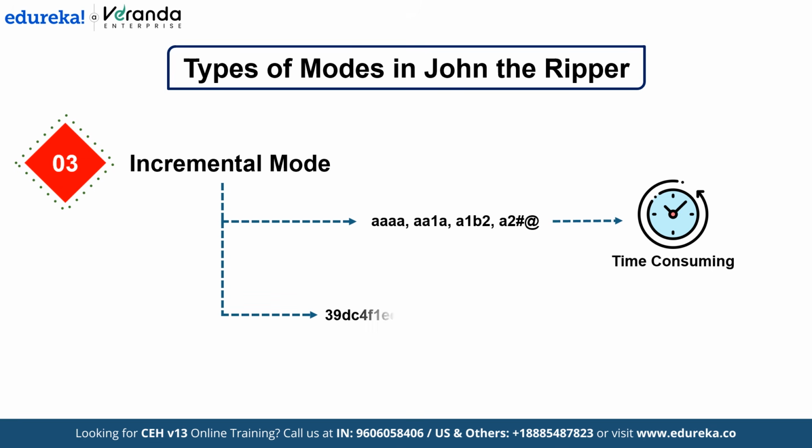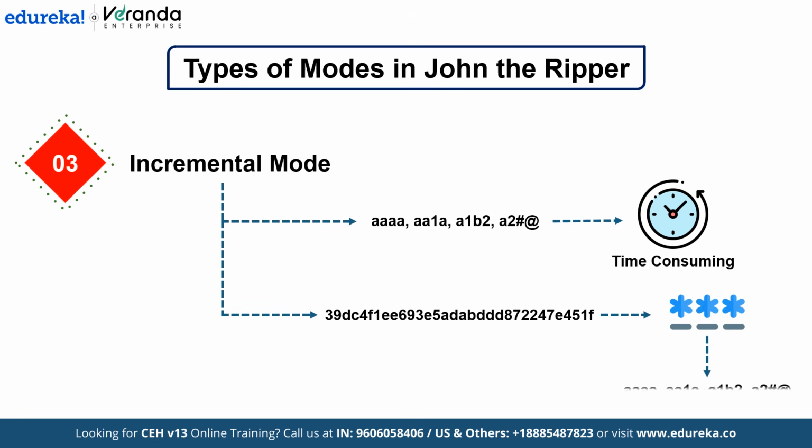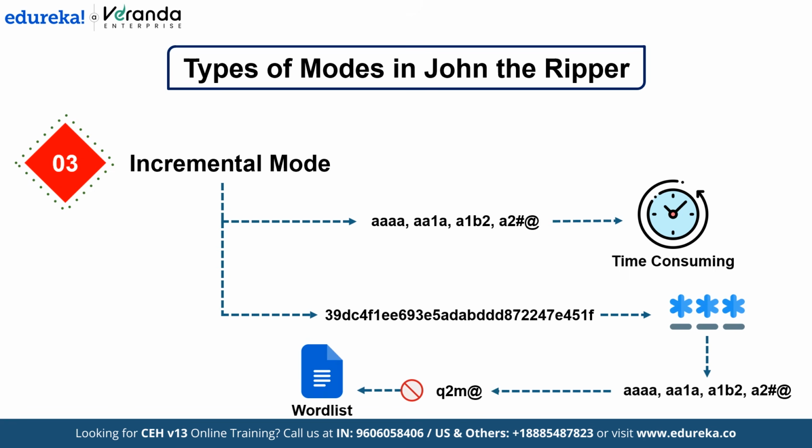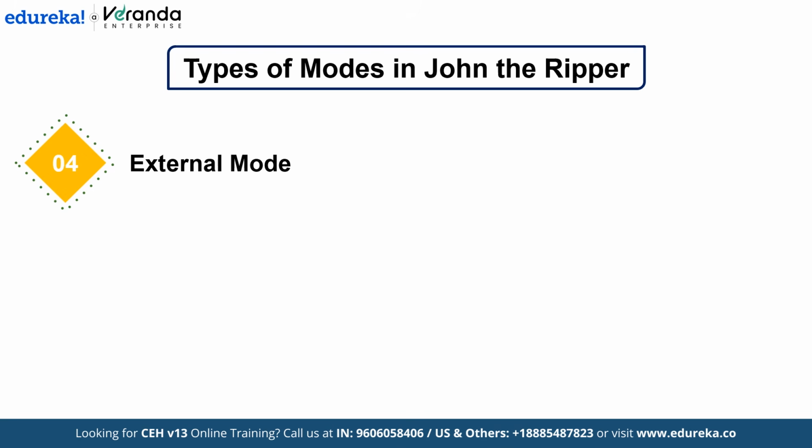So let's say you have a hash for a password, but you know it's only 4 characters long. So using incremental mode, John will systematically try combinations something like this, as you can see on the screen. So if the password is C2H, incremental mode will eventually identify it, even though it does not rely on a predefined word list. However, due to the sheer number of possible combinations, the time required increases significantly as the password length increases.